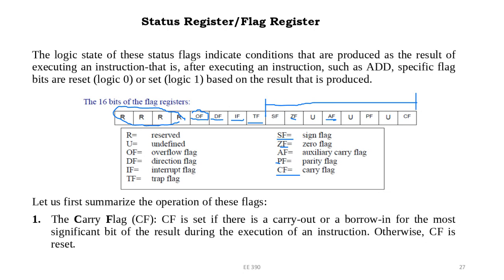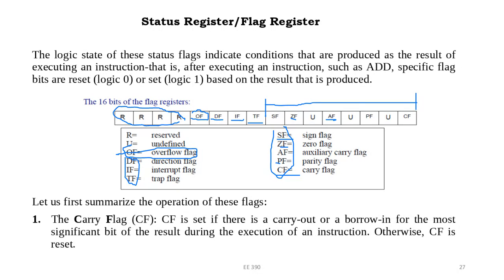So these 5 plus this OF, overflow flag, are called status flags. And these 3 flags, TF, DF, and IF, are called control flags. Now we see that these bits are either 1 or 0, set or reset. Set means 1, reset means 0.